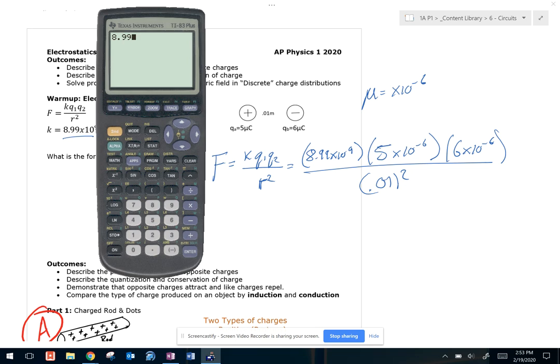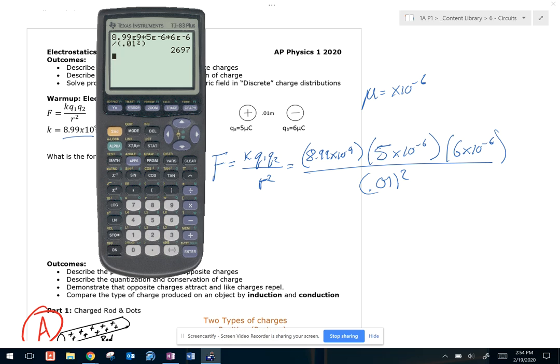We're going to do 8.99, then I'll hit second in the little e, times 10 to the ninth, times 5, e negative 6 times 6, e negative 6, divided by that distance squared, 0.01 squared. And I get a force of about 2,700 newtons.